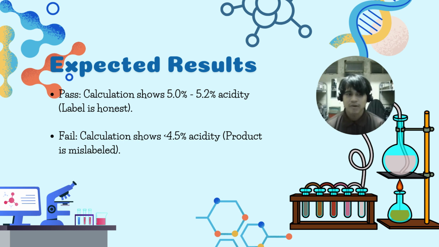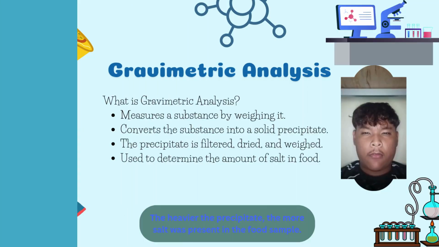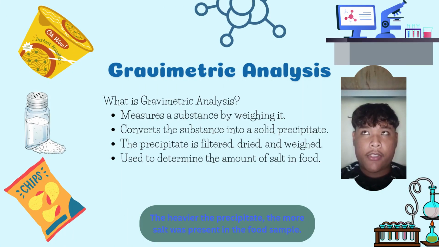Having established how acidity is verified in liquid products, the focus now shifts to a second food item using a different analytical approach. Now, let's move to our second analytical technique, which is gravimetric analysis. Gravimetric analysis is a method used to determine the amount of a substance by measuring its mass. In simple terms, scientists convert the substance they want to measure into a solid, then dry and weigh it accurately.